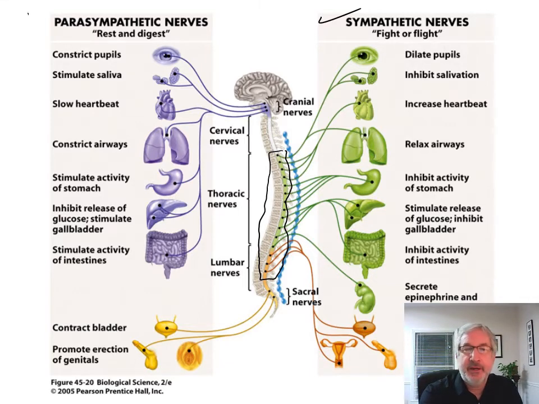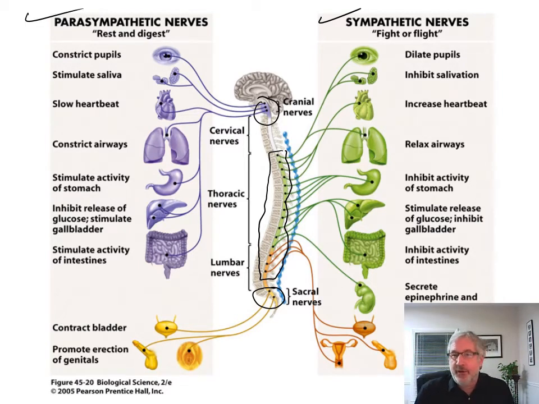The parasympathetic system, the ganglia are up here in the medulla and down here in the sacral region. So you can see those. And so you see on the left side, the parasympathetic rest and digest system: constricting pupils, stimulating saliva, slowing the heart rate, constricting airways, stimulating the activity of the stomach, inhibiting release of glucose, stimulates the gallbladder, stimulates the intestines, contracts the bladder.